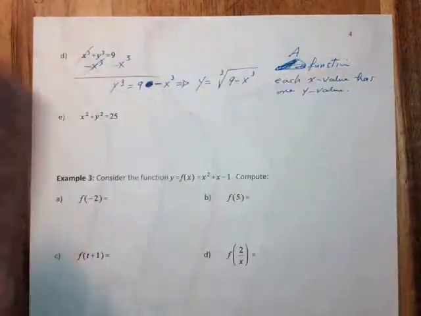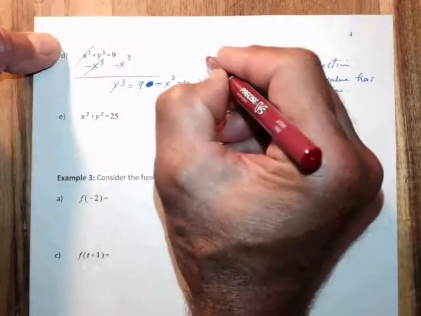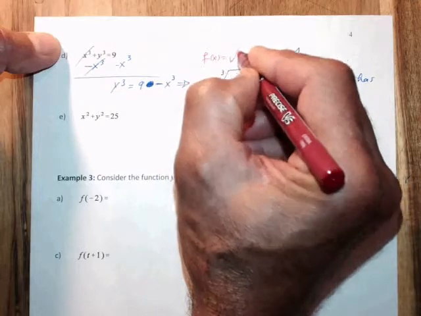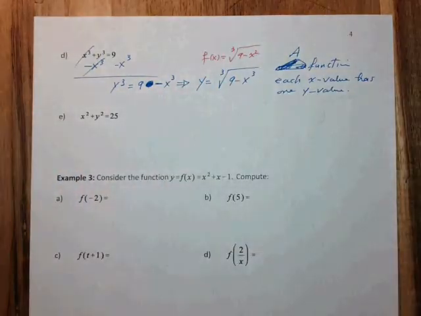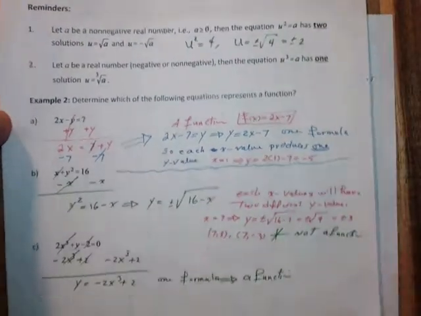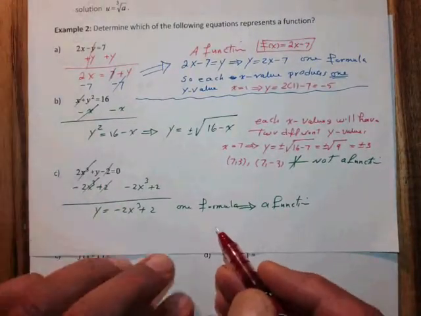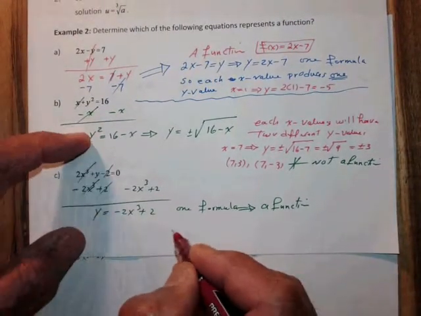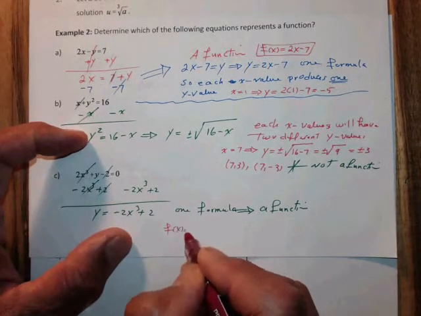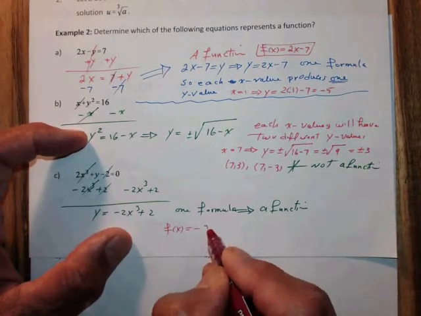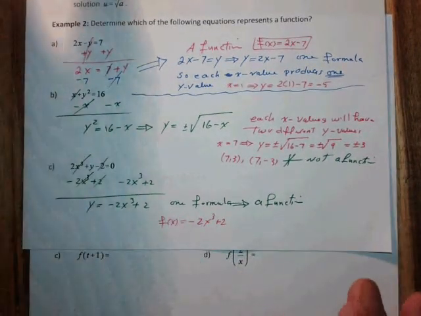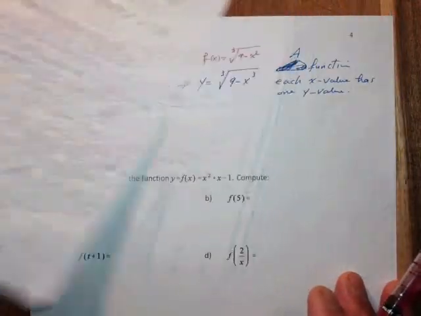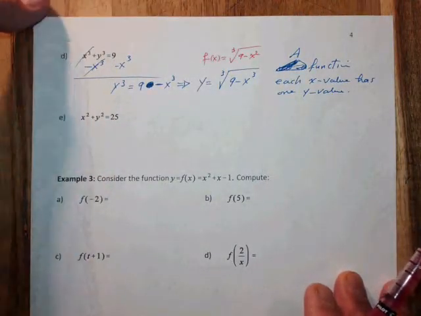So this is a function. I can call this one y equal to, or f of x equal to, cube root of 9 minus x squared. If I go back to the previous page, by the way, this is a function, and the one in the bottom is a function. So I can call it f of x equal to negative 2x cubed plus 2. So every time it's a function, I use the function notation, which is a very convenient notation for the sake of calculations.